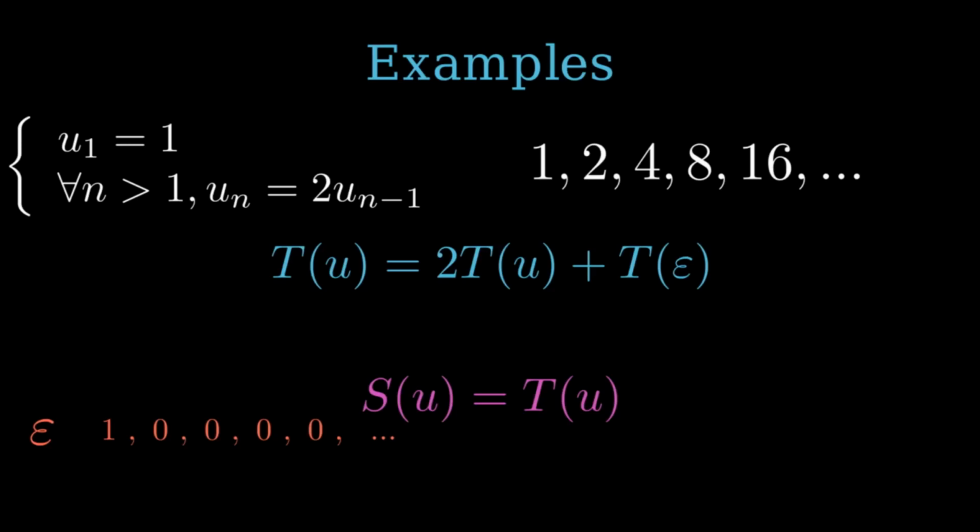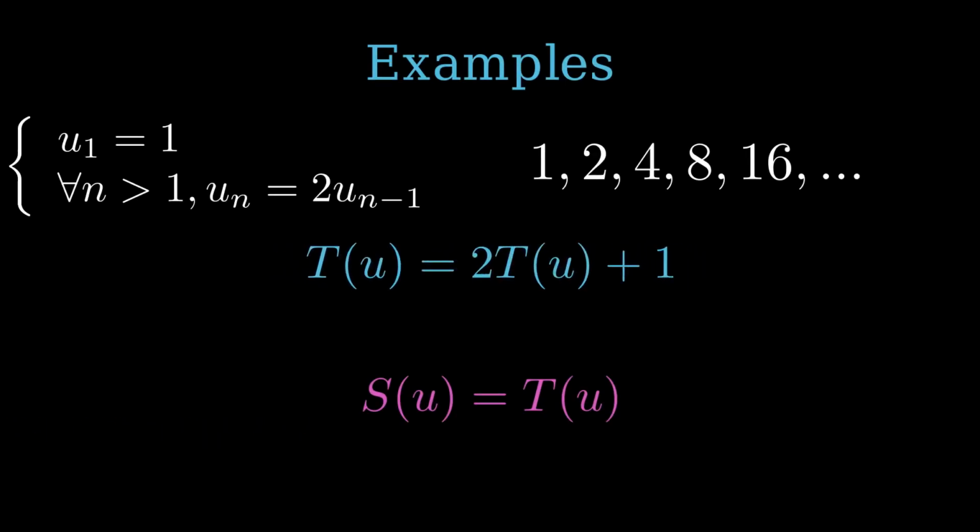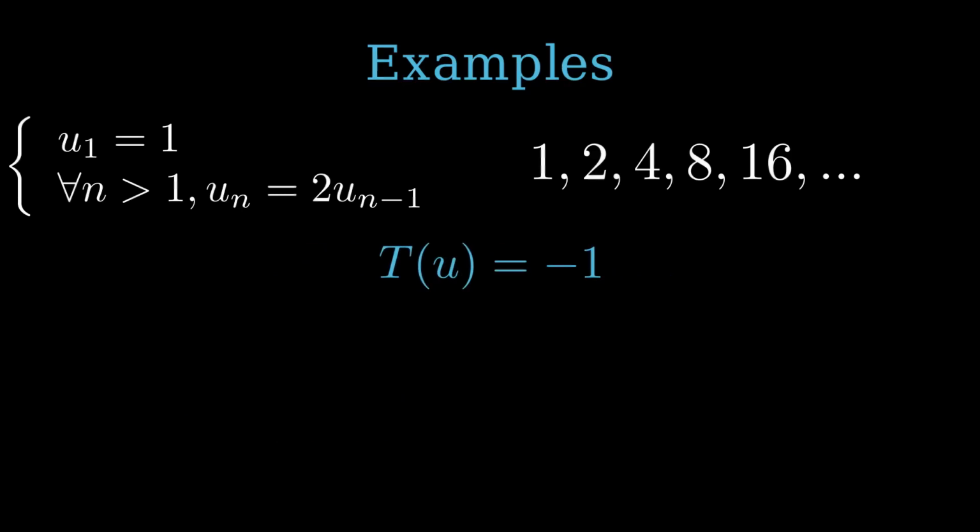It is clear that the sum of the terms of epsilon converges. 1 plus 0 plus 0 etc. is equal to 1. It means that T of epsilon has to be equal to 1 as well. And there we have it, the supersum of the powers of 2 is equal to -1.